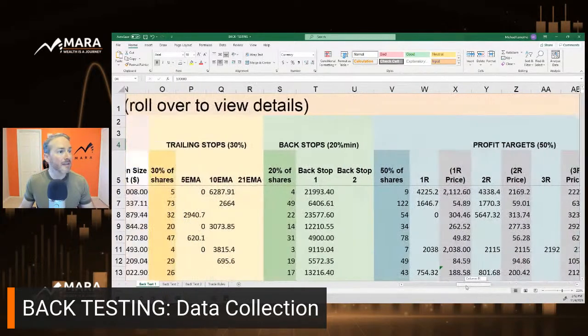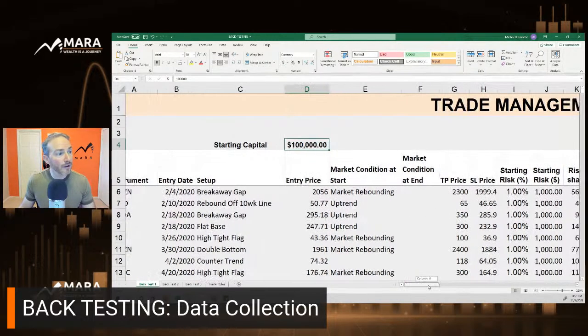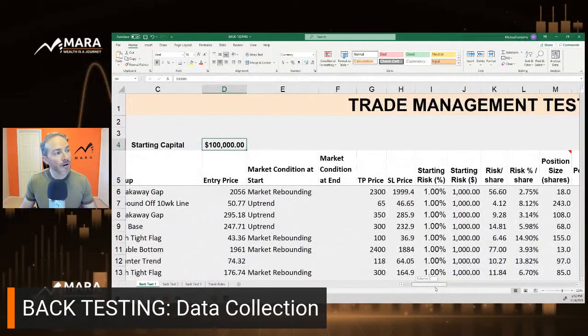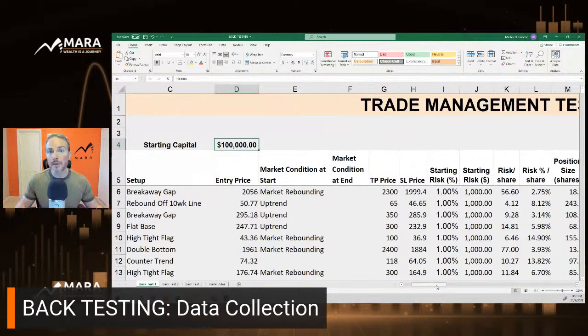The main things that you're going to be collecting are up here, right? You're going to have your starting capital, and the thing that you're trading. So if you're trading stocks, if we have some forex traders in the house, if we have some crypto traders in the house, whatever the instrument is, you're going to be putting that. You're going to be putting your entry date, the setup price, market condition is good, your profit targets, your stop loss, how much you're risking, all of that stuff. And that's how you're going to start to collect your data.